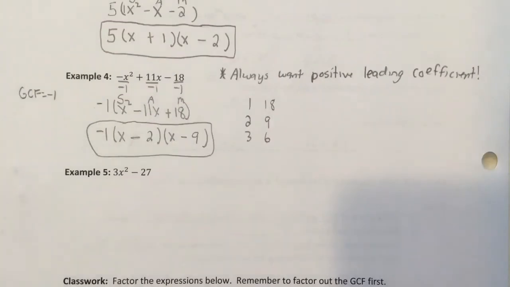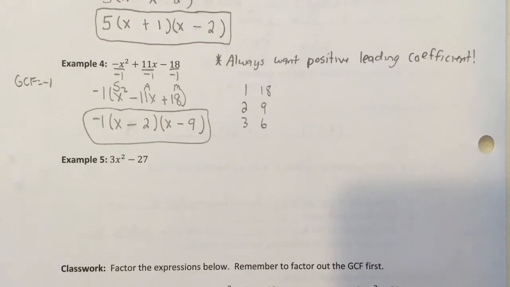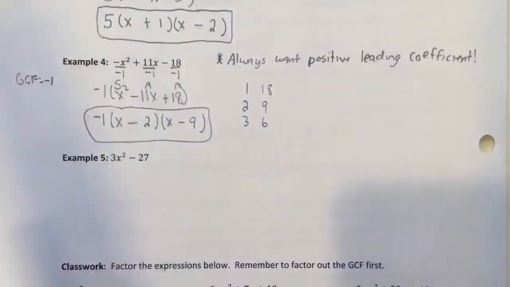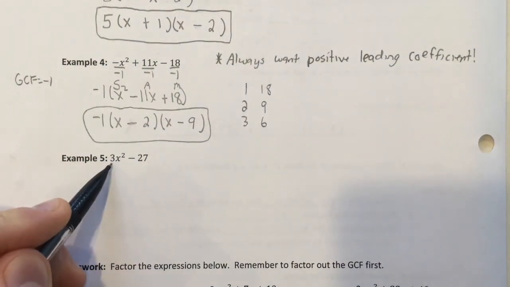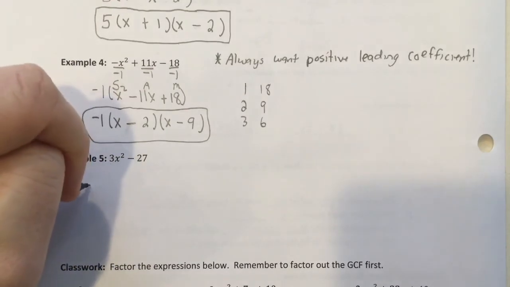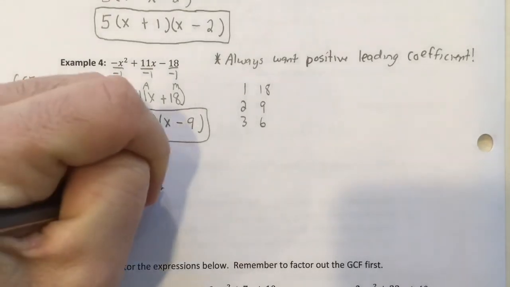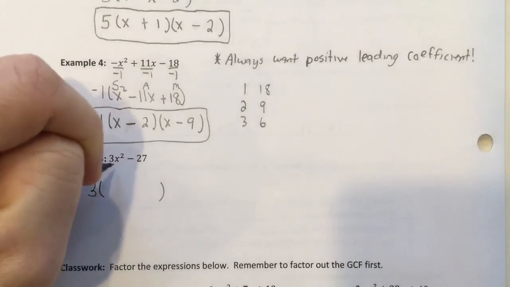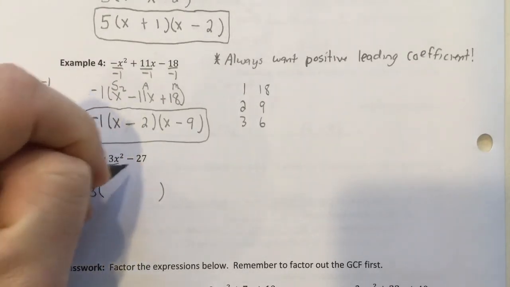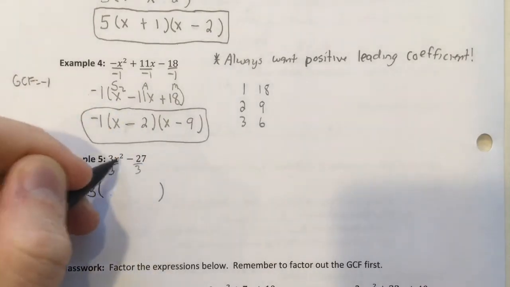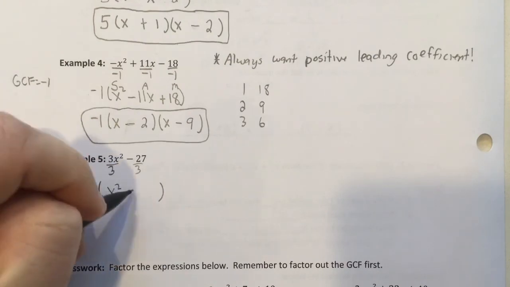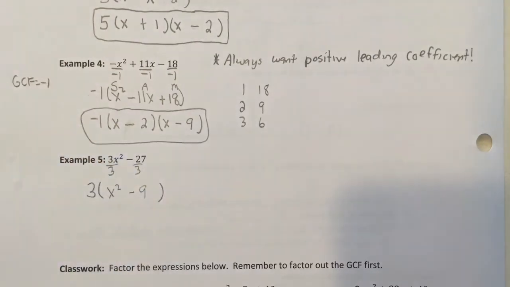And the last one, again, look to factor out a GCF first. That's step 1. In this case, I do have a GCF. 3 goes into 3x squared. 3 also goes into 27. So 3 is going in front. Remember, GCF is just one set of parentheses. And since I had 2 terms to start, I'm going to have 2 terms inside. And I divide each term by 3. So 3x squared divided by 3 is x squared. Negative 27 divided by 3 is negative 9.